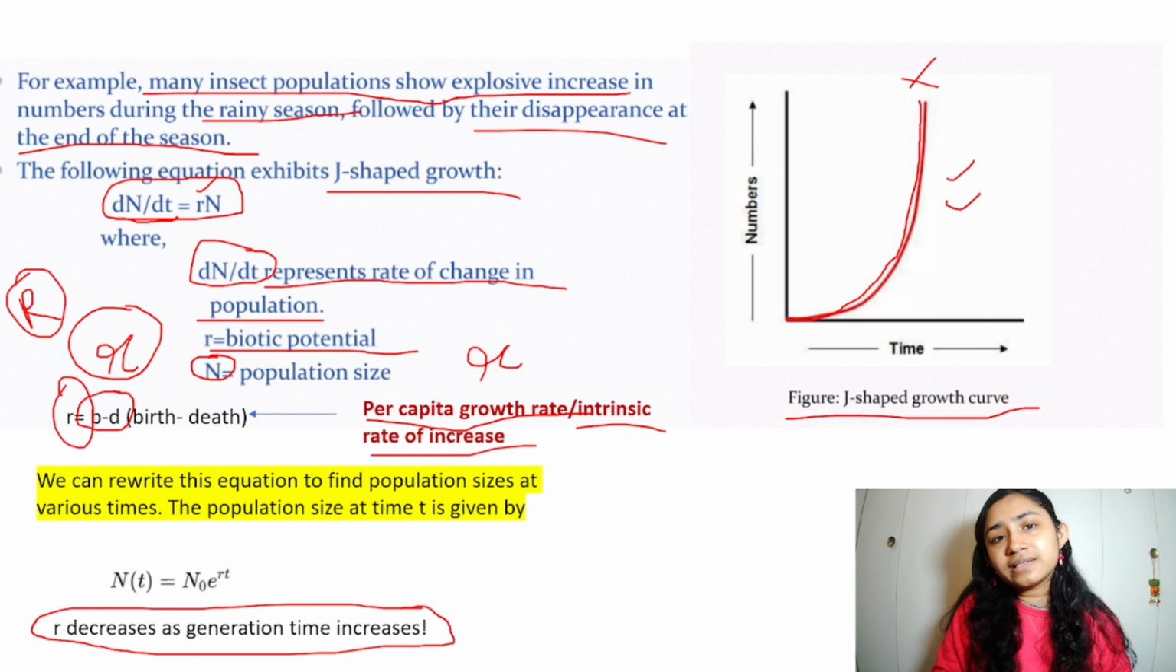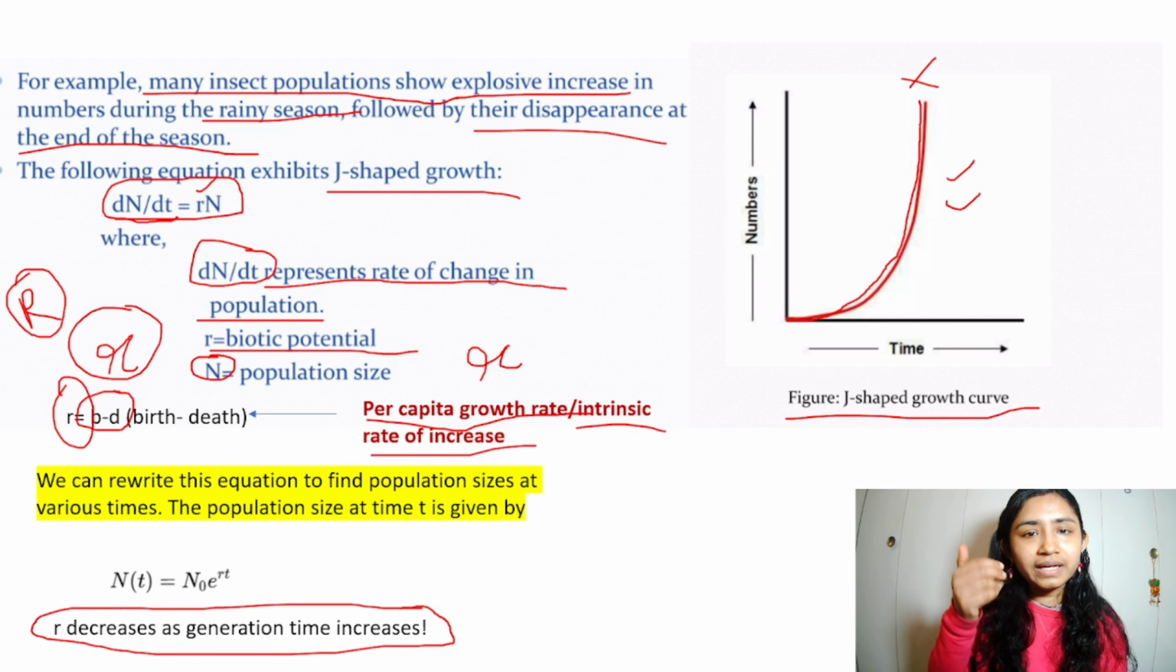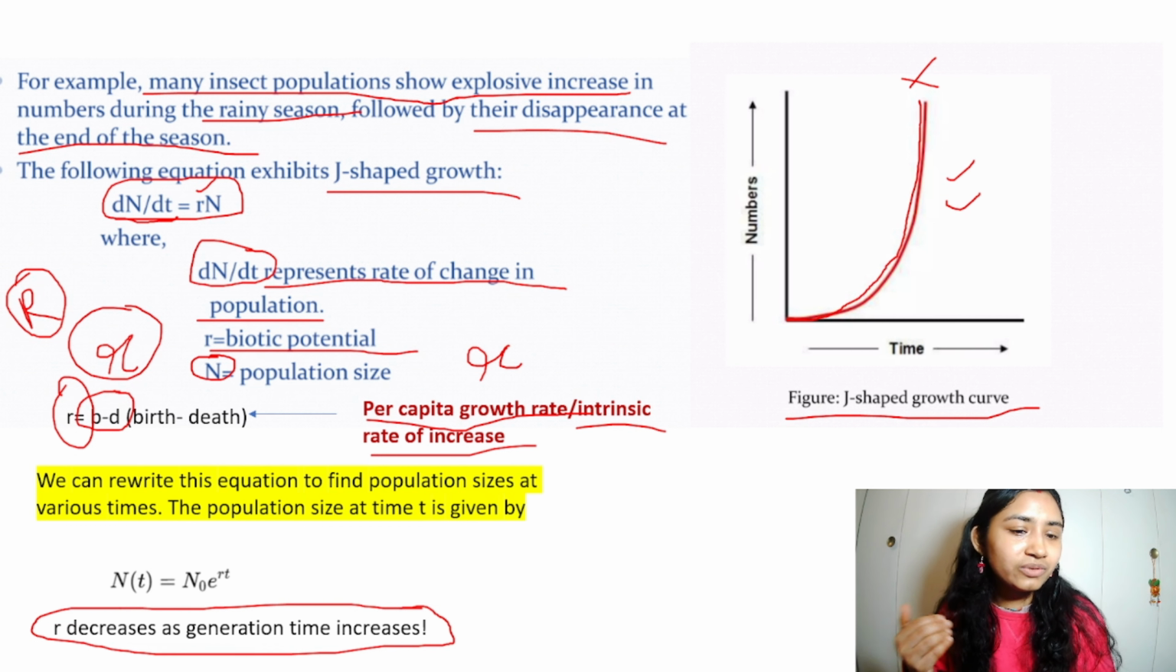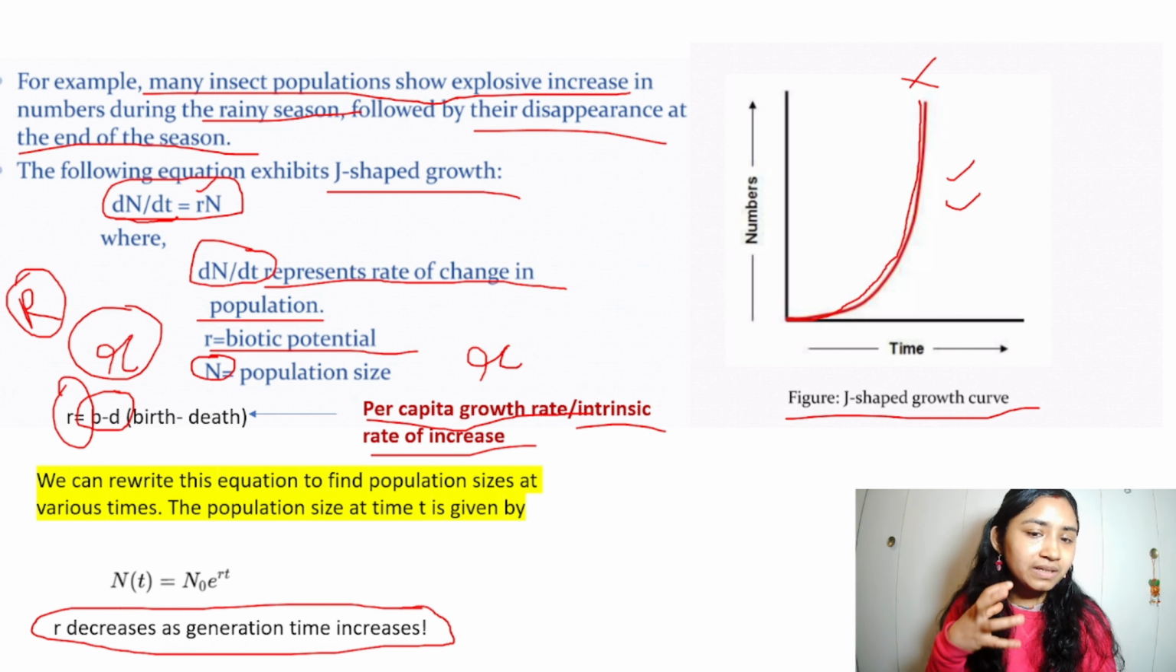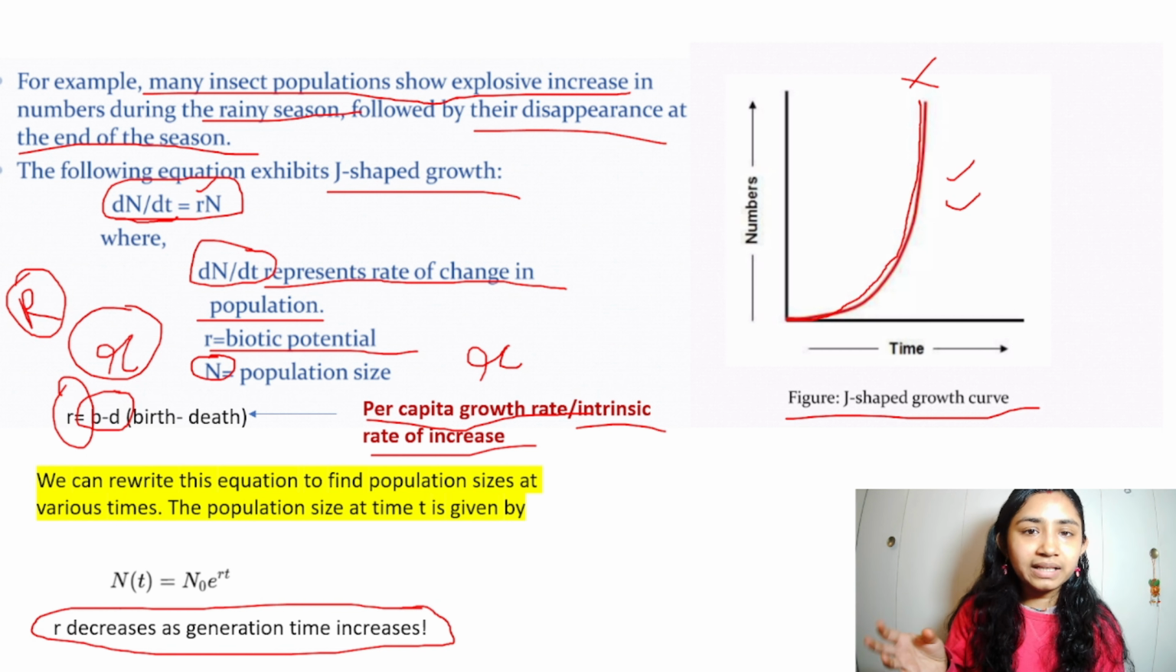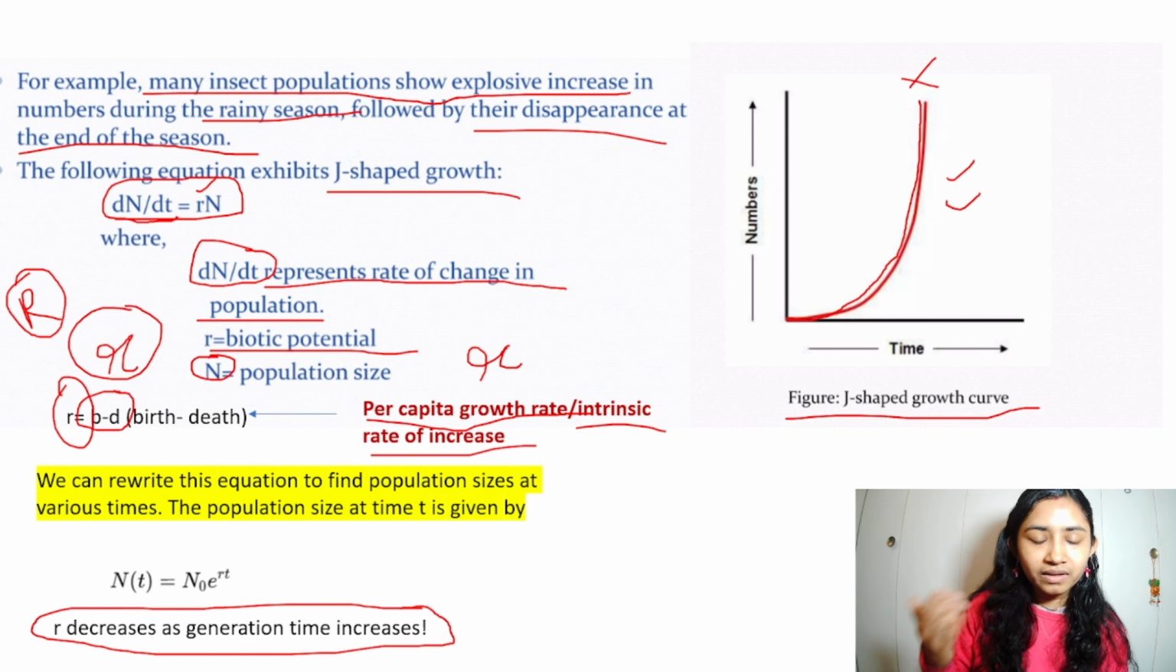For humans it takes 9 months. So generation time is increasing. As generation time increases, r decreases, the per capita growth rate decreases. But in case of small animals or flies, you can see that the generation time is very less. That's why they produce a large number of progeny. So their r also is high accordingly.